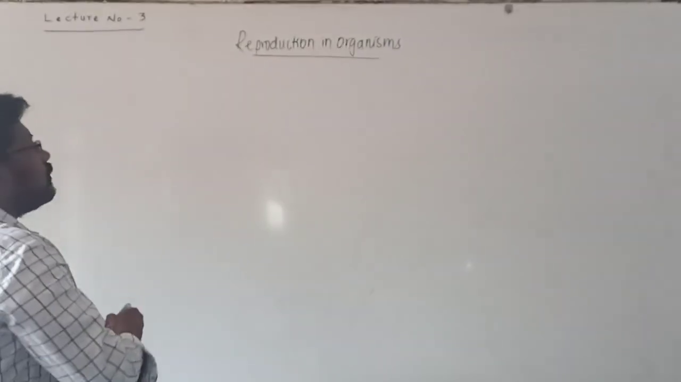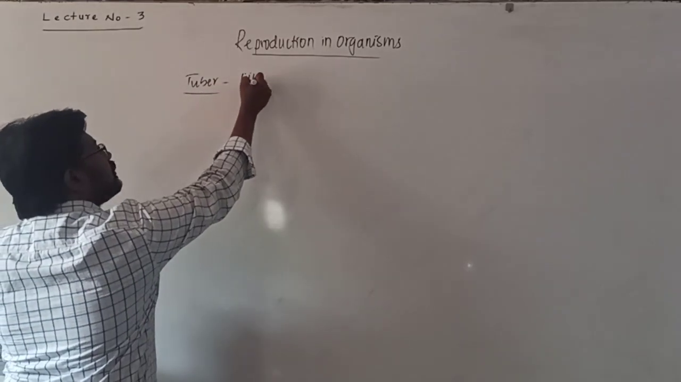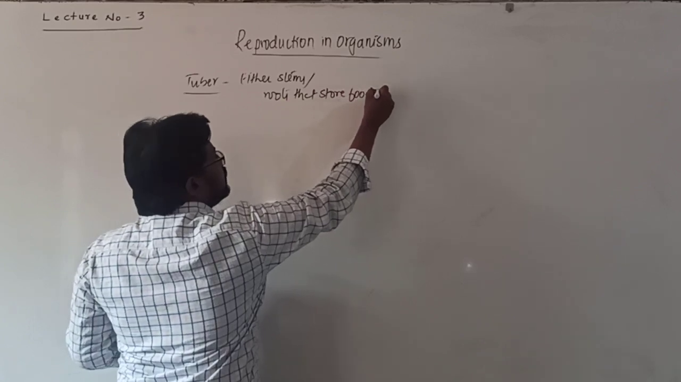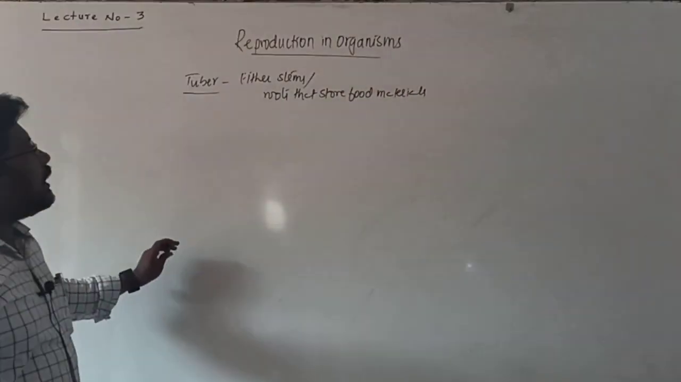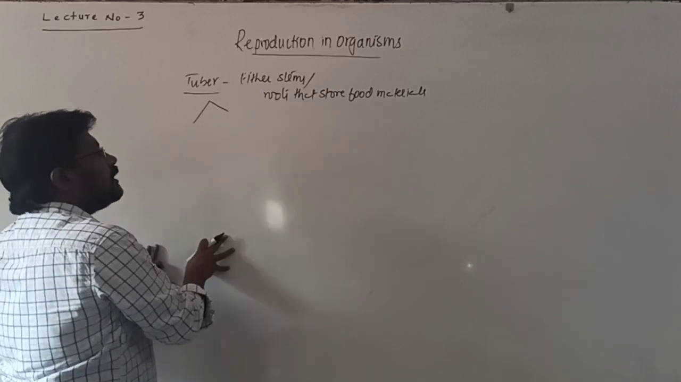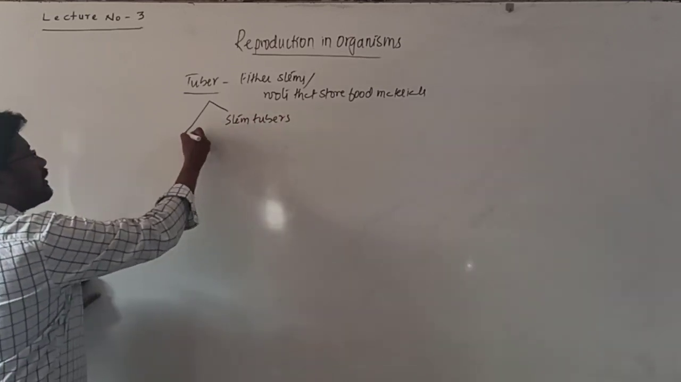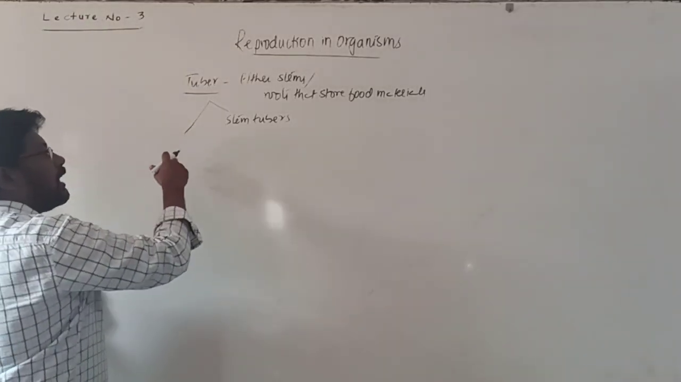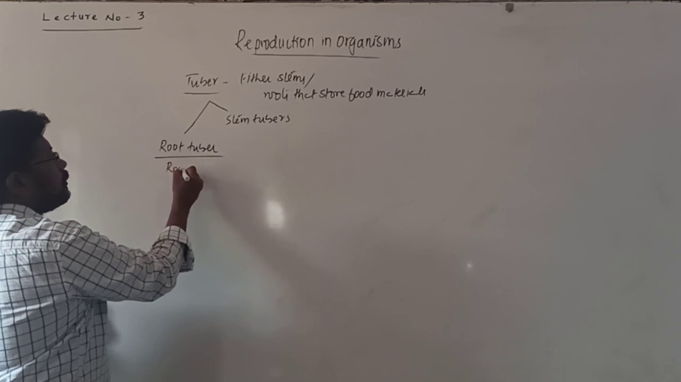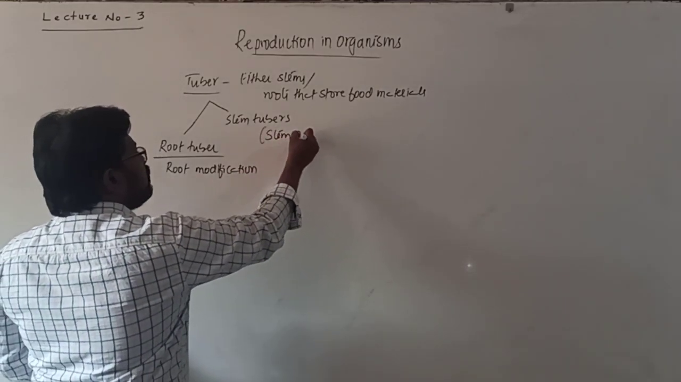So tubers are also underground stems or roots. So tubers are actually either stems or roots that store food materials. So that's why the stems which are present under the soil and are able to store food materials are called stem tubers. Whereas the other ones that store food materials and remain under the soil in case of roots, this is a root tuber. So here it is root modification, right, and this one is a stem modification.